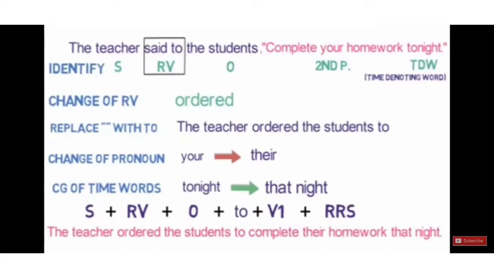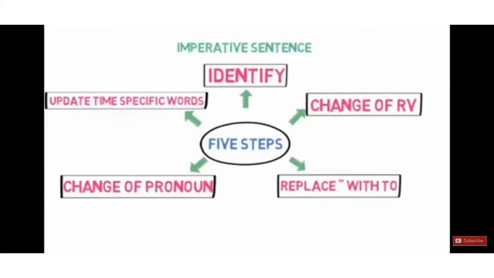The final sentence is as per our structure: subject plus reporting verb plus object plus to plus verb's first form plus remaining part in the reported speech. So the final answer is: the teacher ordered the students to complete their homework that night. Students, remember this 5-step formula and you won't find difficulty in converting imperative sentences from direct speech to indirect speech. I hope you are all very clear.